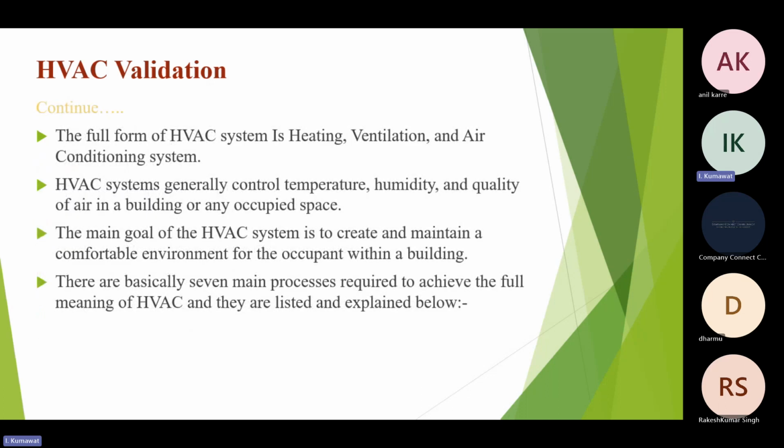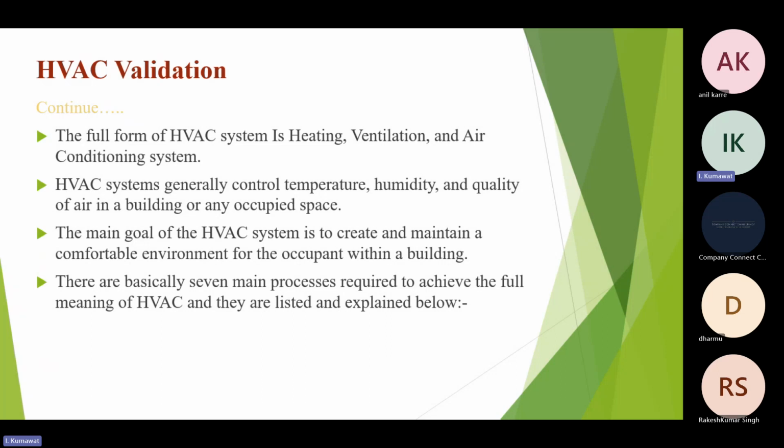The full form of HVAC is heating, ventilation and air conditioning system. The HVAC system generally controls three things: temperature, humidity and quality of the air in a building or any occupied space. The main goal of the HVAC system is to create and maintain a comfortable environment for the occupants within the building. There are basically seven main components required to achieve the full meaning of HVAC.